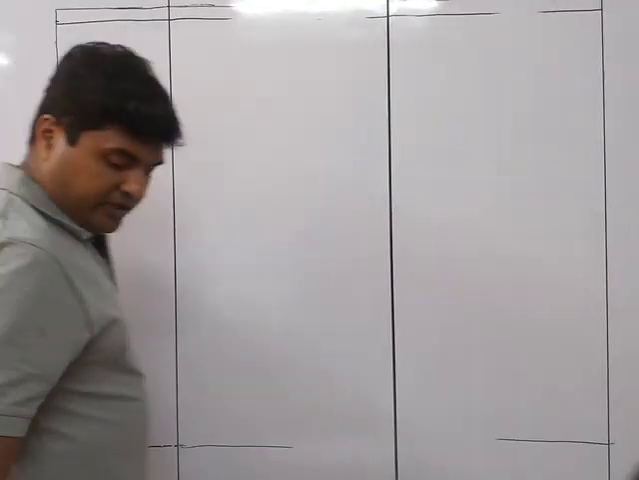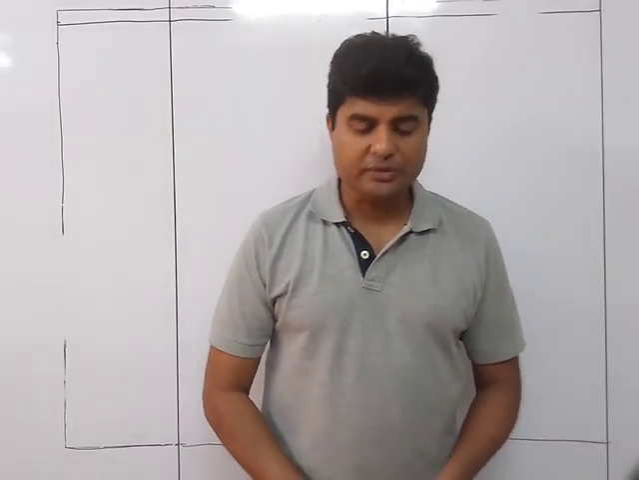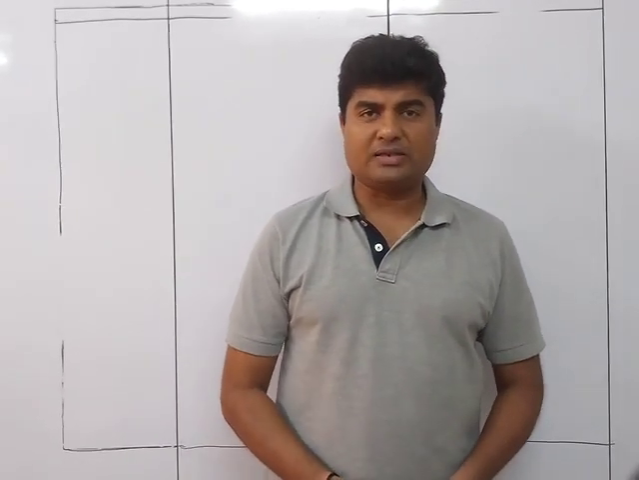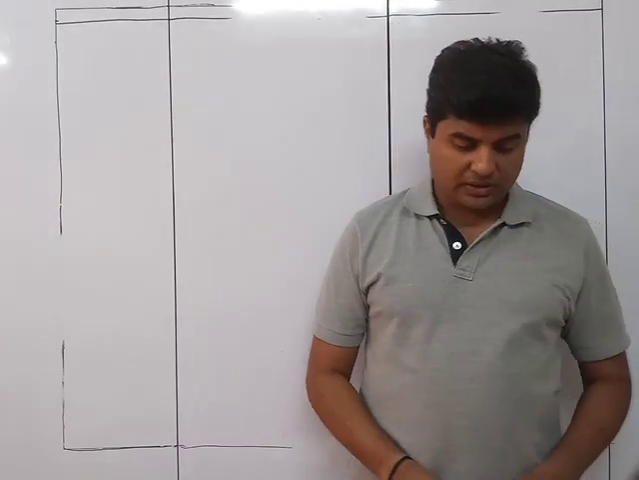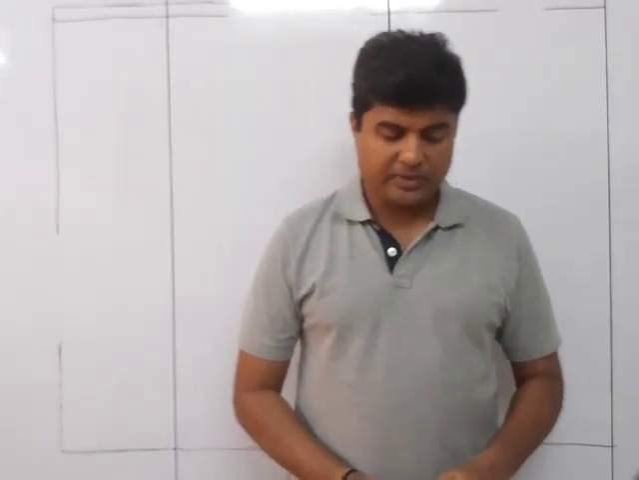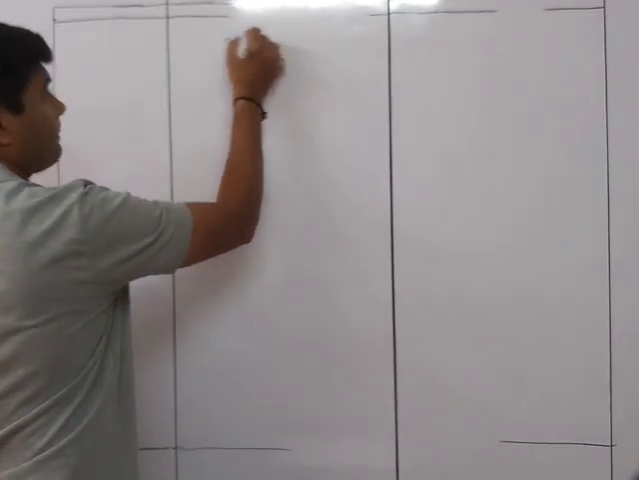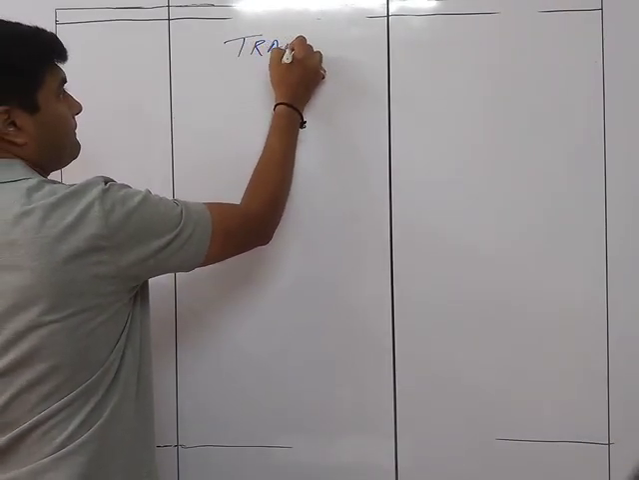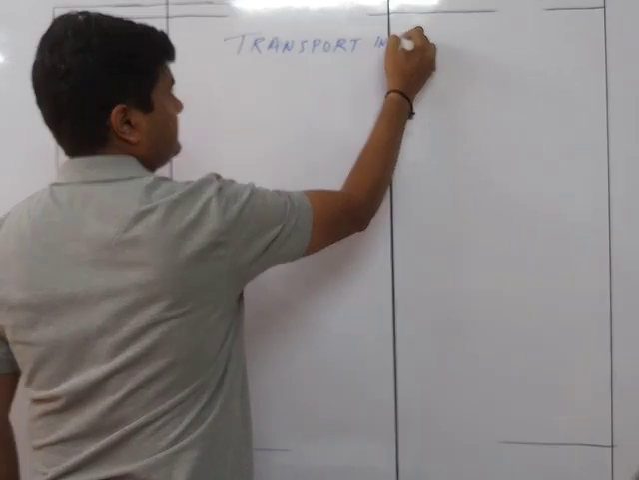Now we come to the first chapter of the bio textbook, that is transport in plants. We had done ecosystem earlier, that was the third chapter, but now we come to the first chapter, that is transport in plants.